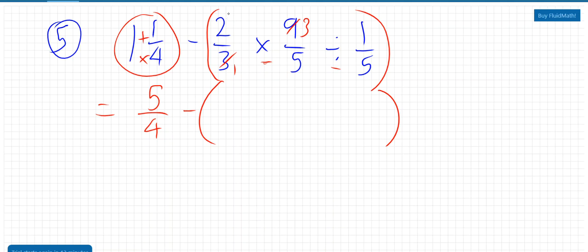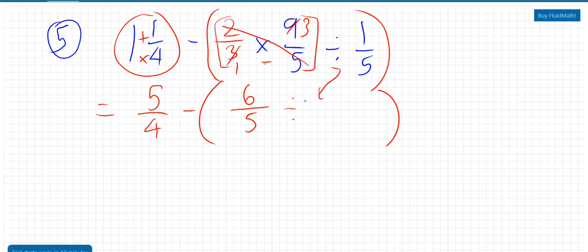Just to emphasize, if I put another set of brackets in here, I'm doing that bit first. I'll do the division later. And that was cancelled out. So I end up with 2 times 3 is 6 over 1 times 5, which is just 5. I've multiplied them together and ended up with 6 over 5. And bring this back down, divided by 1 over 5.